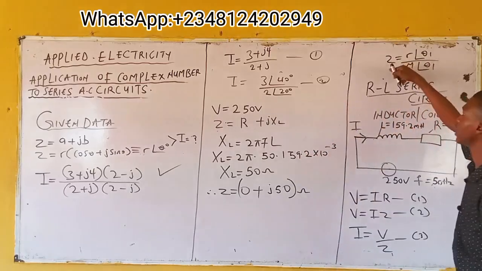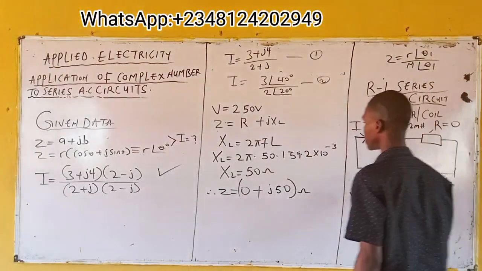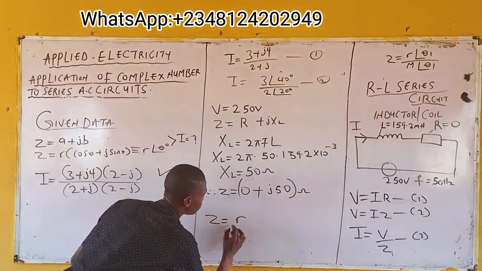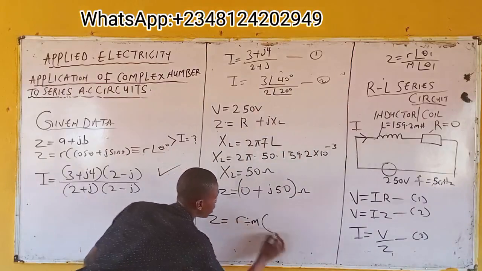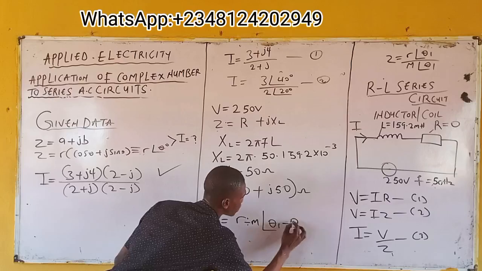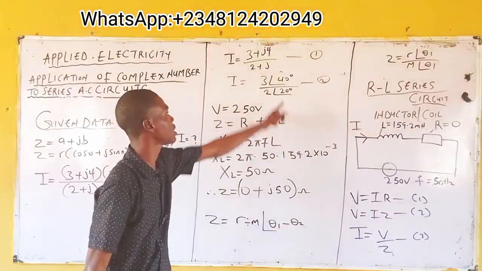You want to get z here. The idea is that to get your z from what we have here, z becomes r divided by m all into bracket theta 1 minus theta 2. Now apply the same idea to number 2.